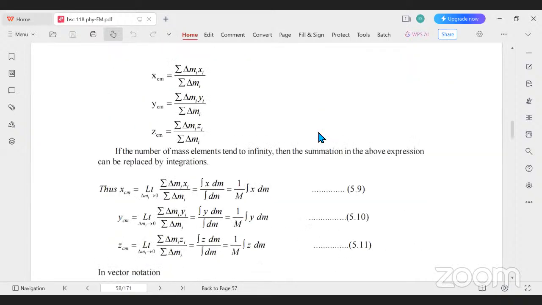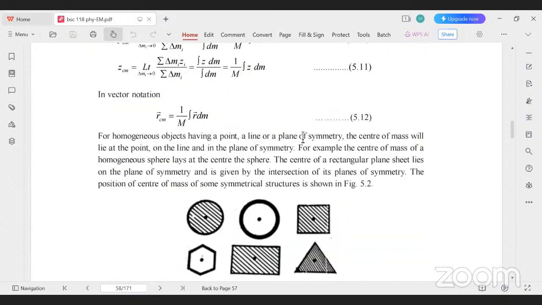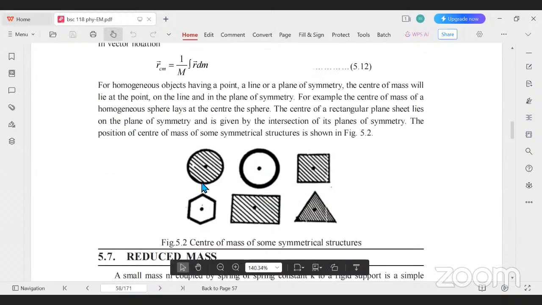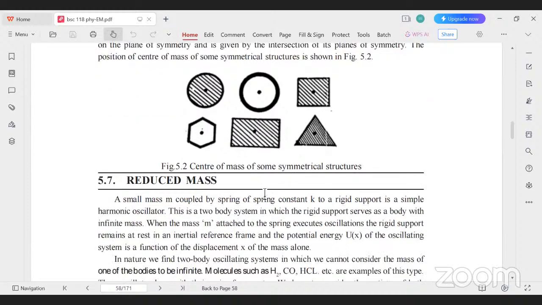Rigid body means which is fixed and I want to find the mass of that. Okay, that might be any shape. That might be a circle, empty, or a square, triangle, rectangle, whichever shapes, the symmetrical structures. I can fix the center of mass for that. I can find the angular displacement, velocity, whatever I want, I can find for this.